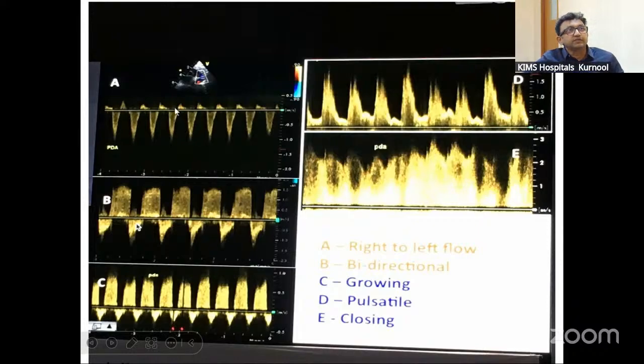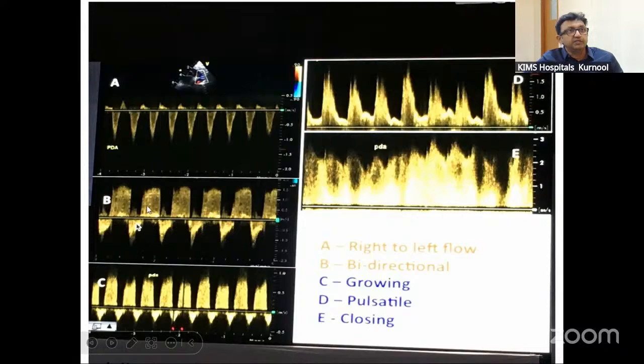Then here the positive flow is less, the negative flow is more. This indicates right to left shunting. It can happen in severe PPHN or duct-dependent systemic circulations where most of the flow is happening from right to left. So this is a negative flow.